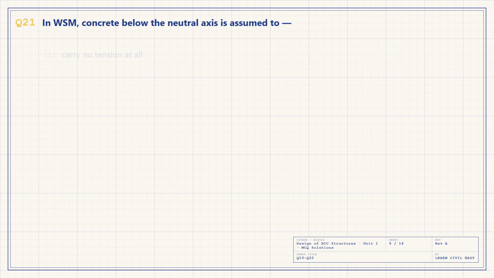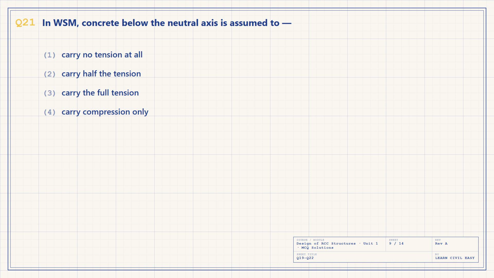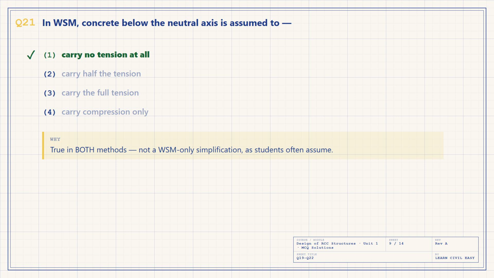Question 21. In the working stress method, concrete below the neutral axis is assumed to option 1, carry no tension at all. And note this is true in both methods, not just in working stress. Students often think it is a WSM only simplification. It is not. Question 22.